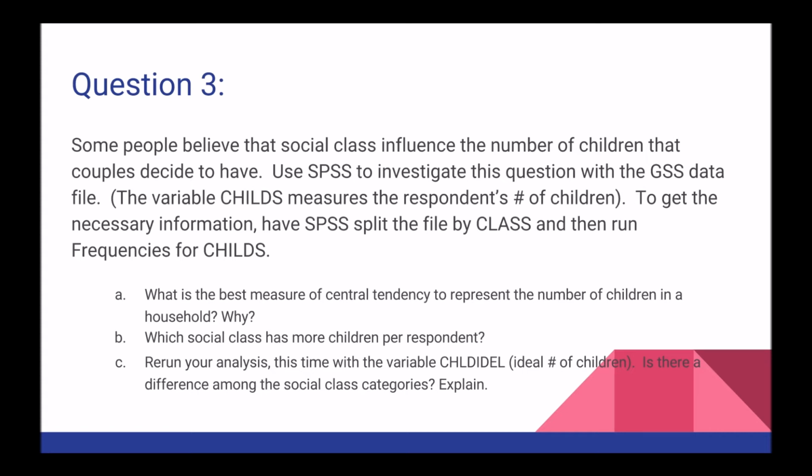And then C, we're going to rerun it, only this time we're going to change up the variable to the ideal number of children and see if there's a difference among the social classes. And then you're going to do an analysis of that as well.